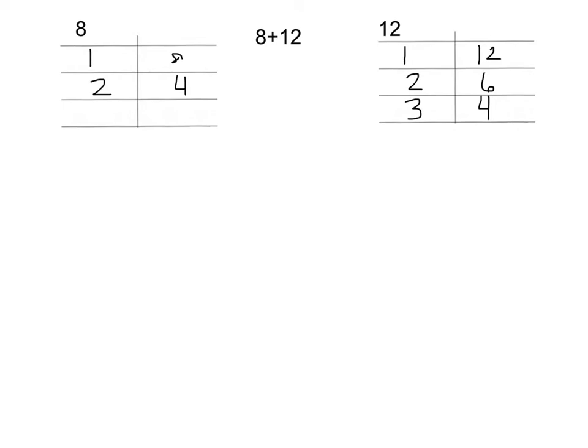Now I'm going to circle the factors that they have in common. They would be 2 on 8, and 2 on 12, and 4 on 8, and 4 on 12. Now I'm going to put a triangle around the greatest of these factors, which would be 4. So 4 is the greatest common factor of 8 and 12.